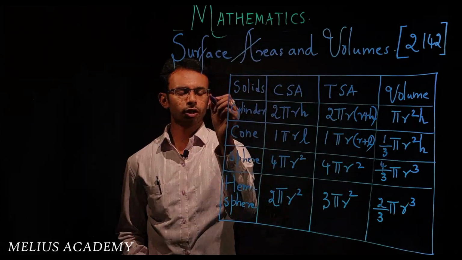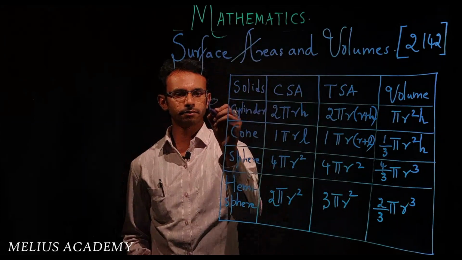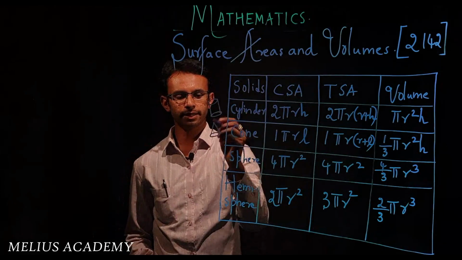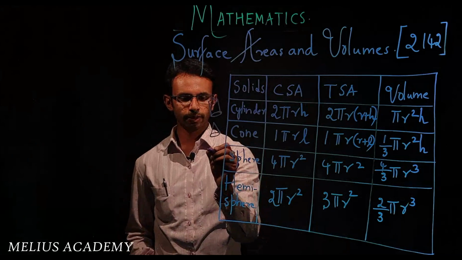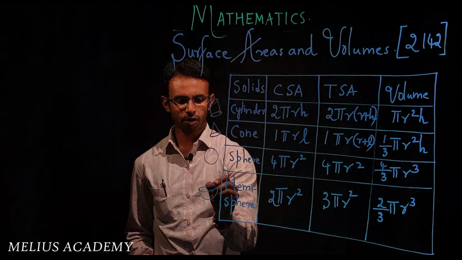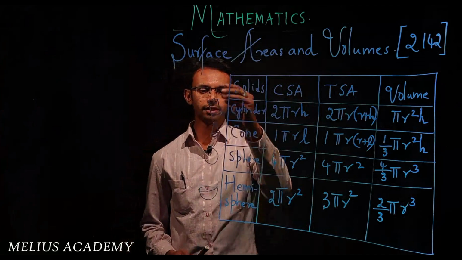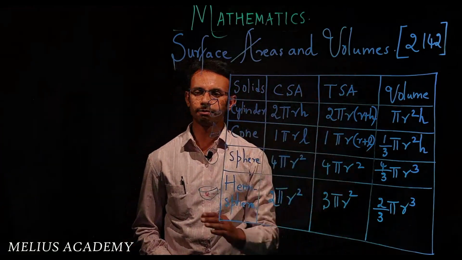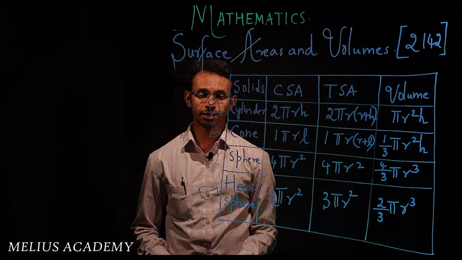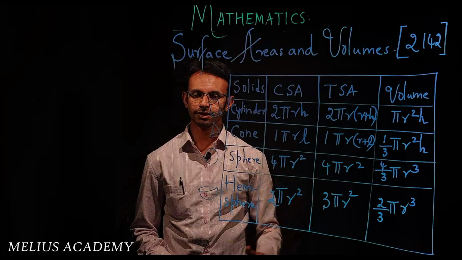Hope you remember the cylinder shape will be somewhat like this. The shape of a cone you might have seen, where the base radius will be there. Sphere you might have already seen, a spherical shape, and hemisphere will be exactly half of a sphere. So all these 4 solids, and it is easy to remember the formulas of all these. In the next session we will discuss formulas of other chapters also.